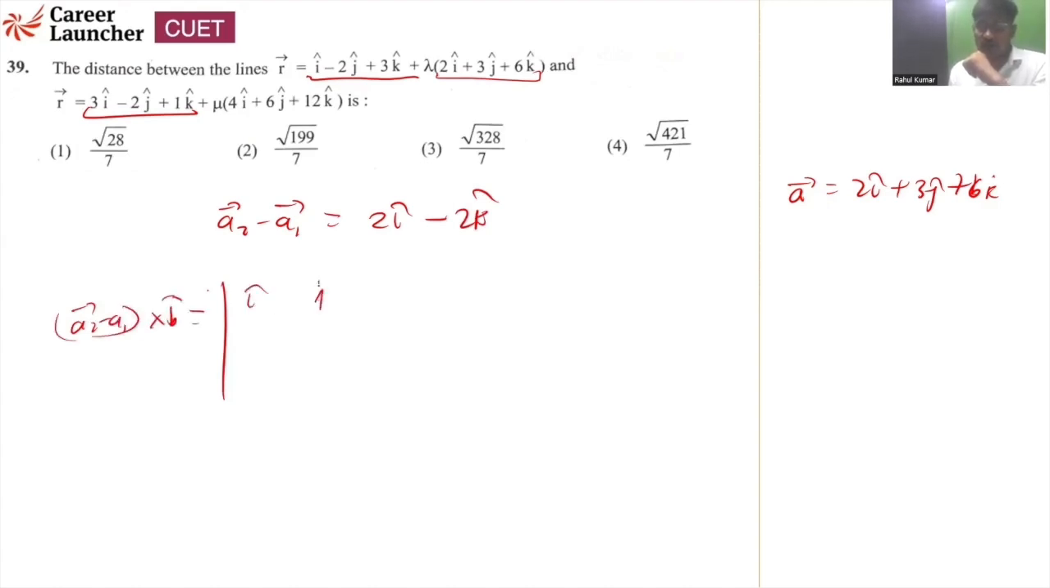So it will be i, j, and k cap, and 2, 0, minus 2, and the last one will be the normal vector 2, 3, 6. Am I missing something? No, I'm not missing anything.